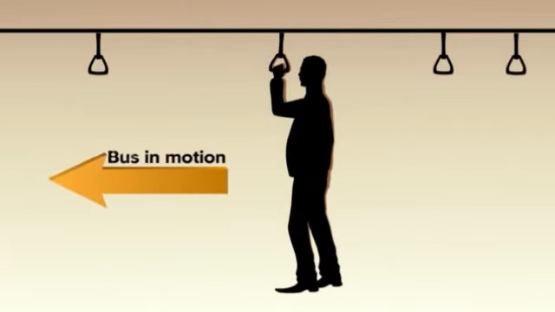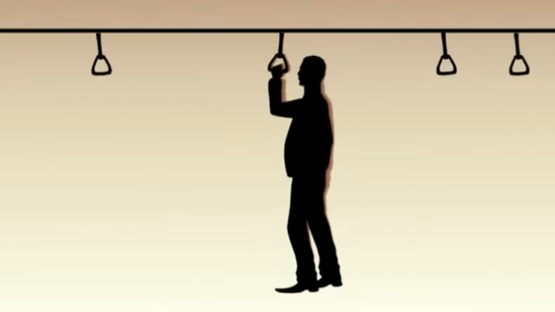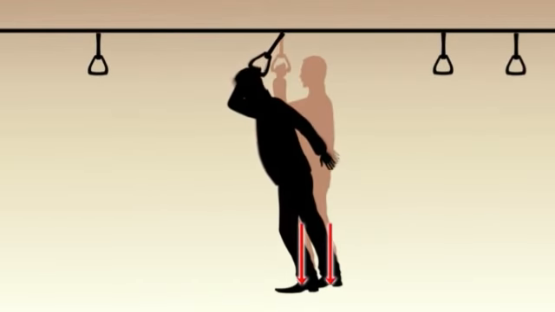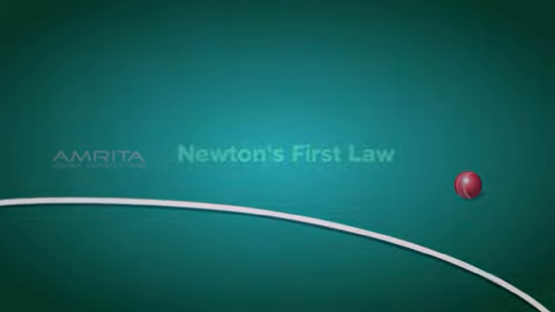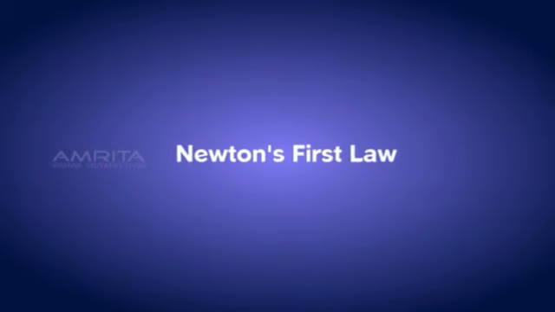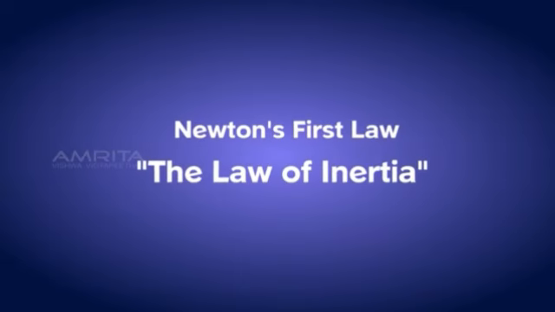When the bus is moving, the whole body of the passenger is in a state of motion. A sudden halt causes the lower part of the passenger's body that is in contact with the bus to come to rest. However, the upper portion of the body remains in the state of motion due to the inertia of motion, causing the passenger to fall forward when the bus stops suddenly. Inertia of motion is a tendency of a body to resist a change in its state of uniform motion. Thus, Newton's first law is also called the law of inertia.